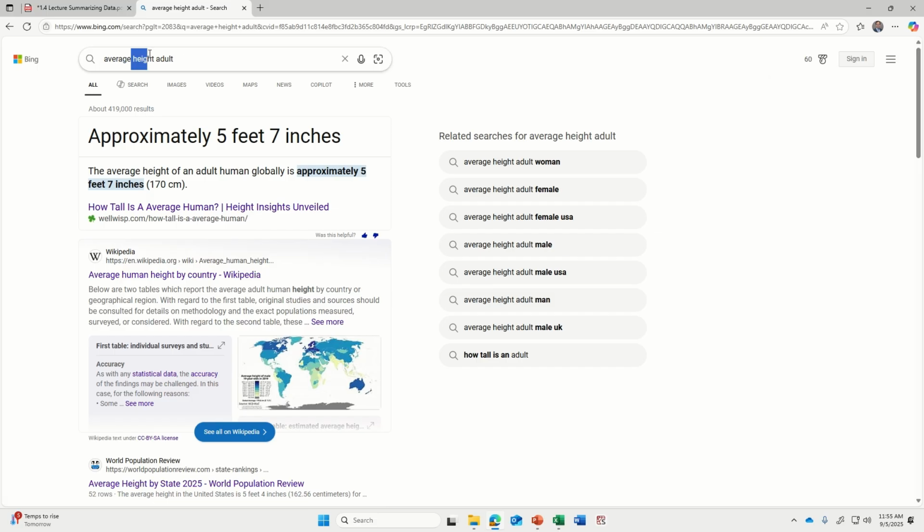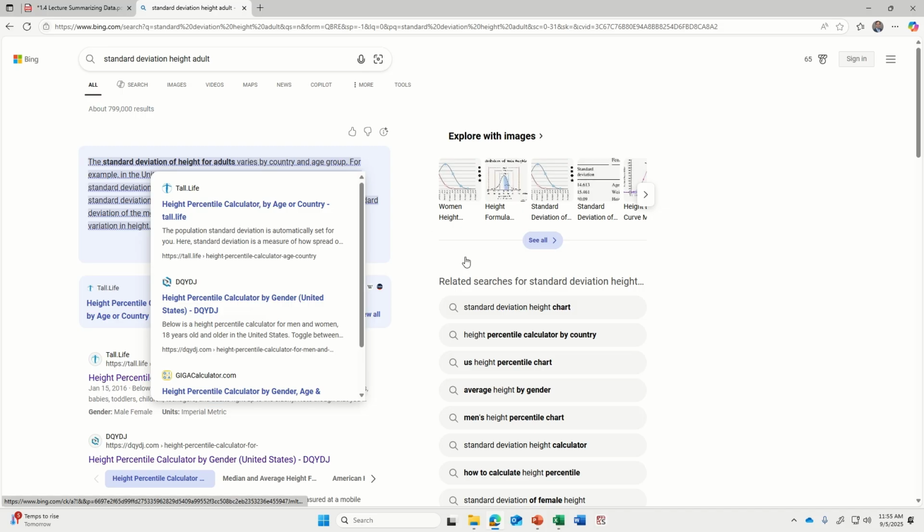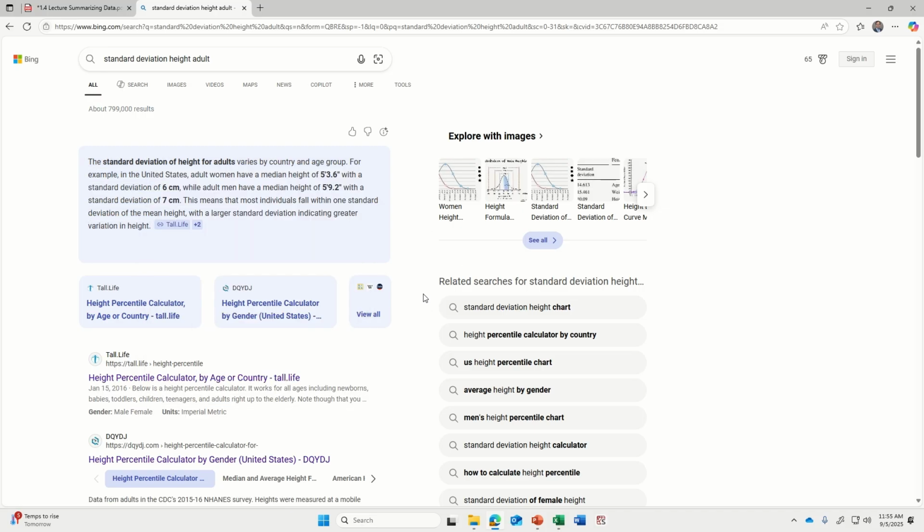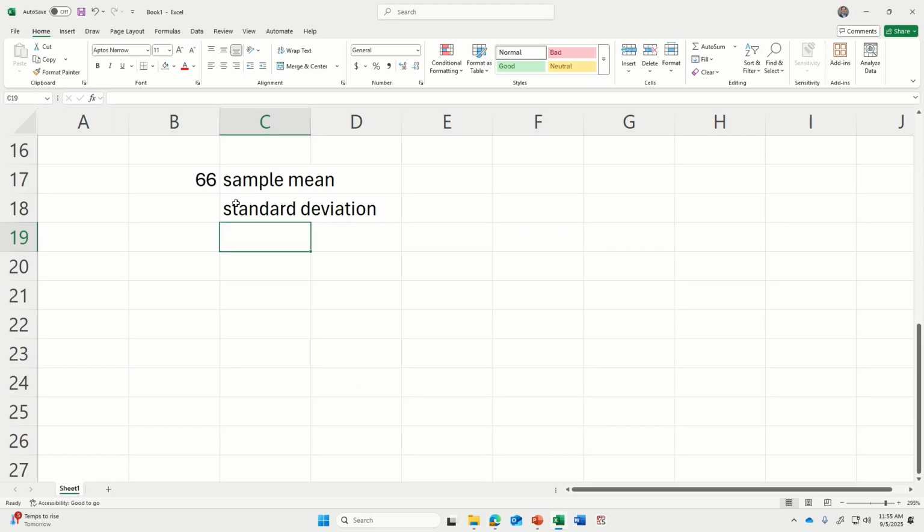Let's do this then. Standard deviation. 7 centimeters, but let's keep this in inches. We'll just call that 2 inches for the standard deviation. And now, Garrett, how tall are you?